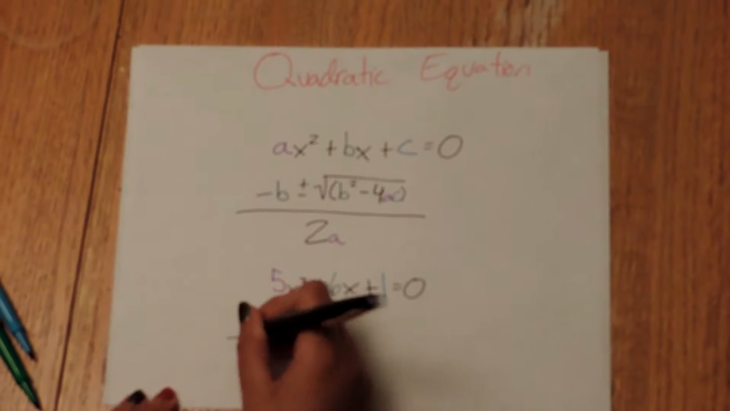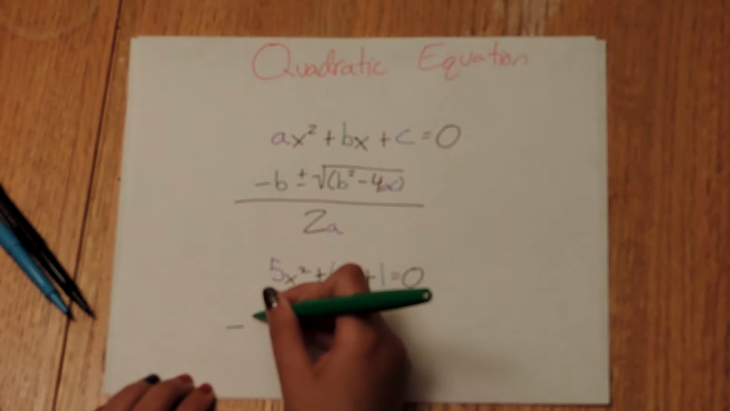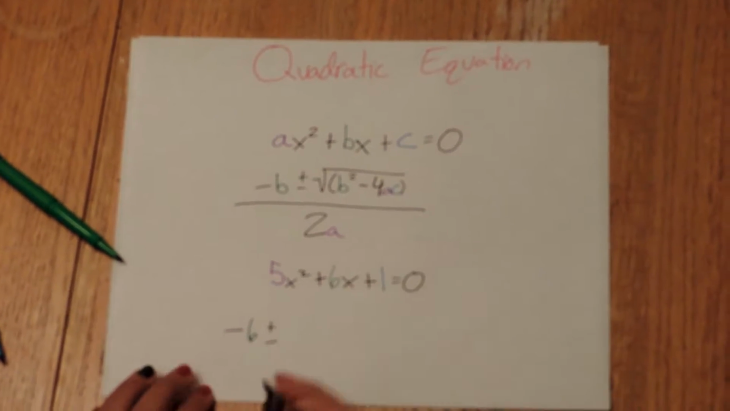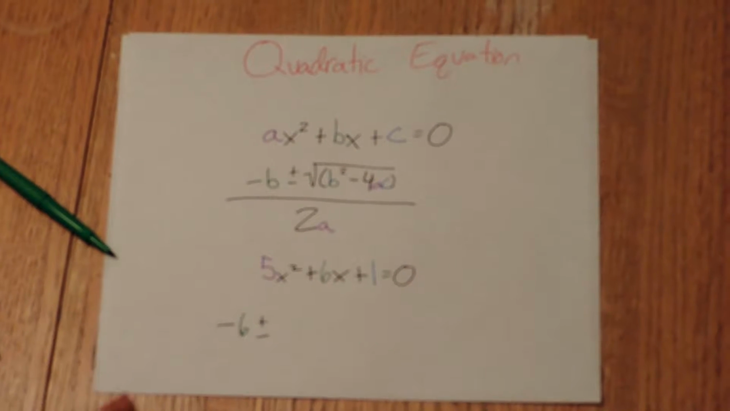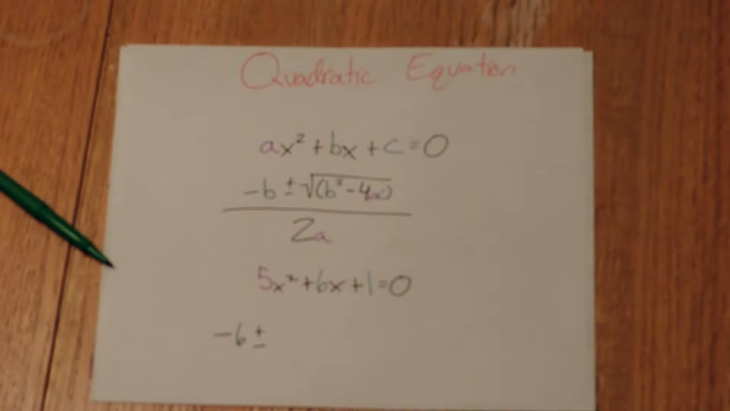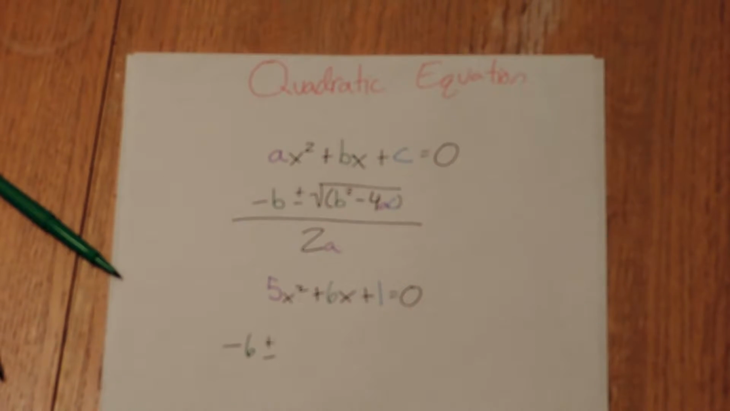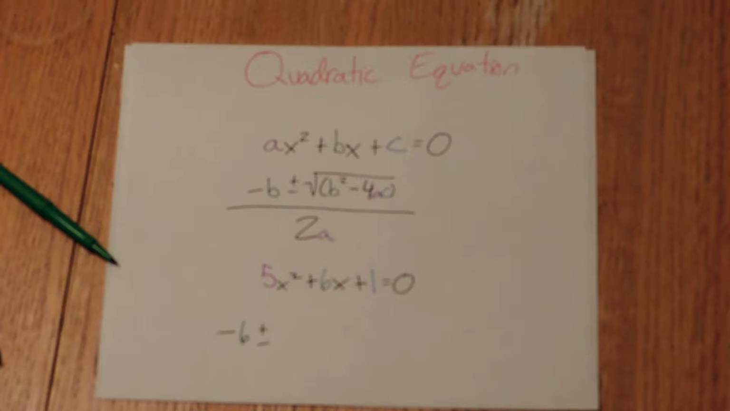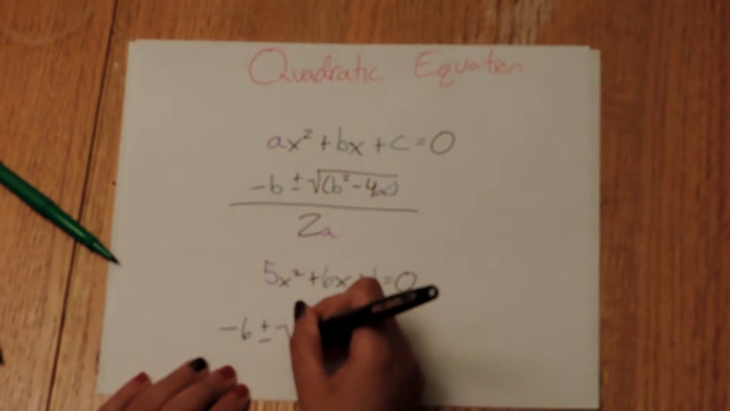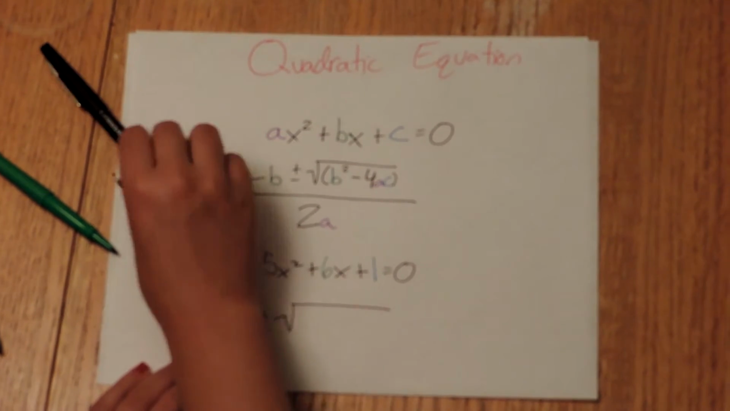So we have negative 6 plus or minus square root. The reason we do a plus or minus is because a negative times a negative is a positive, and a positive times a positive is a positive. So you can have negative 2 times negative 2, which equals 4. So the square root of 4 could be a positive or negative 2. So now we have our square root.